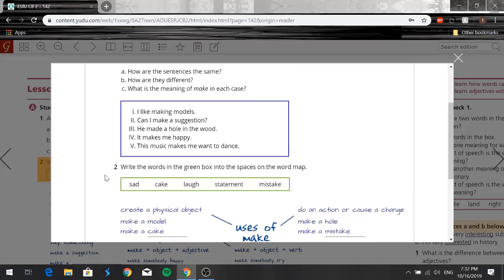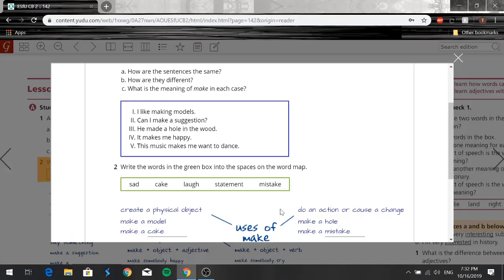He made a hole in the wood. So this make here means to do an action or simply to cause a change. So for example, make a hole or make a mistake, okay? So he made a hole, this is an action, okay?